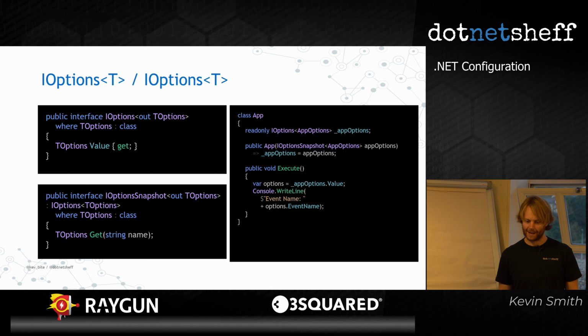So these are the interfaces for them. There's IOptions of T, which brings back your options as a property called Value. The snapshot implements IOptions, and that's pretty much how you can use it. You can just inject it in as IOptions in a constructor like normal. So fairly simple.